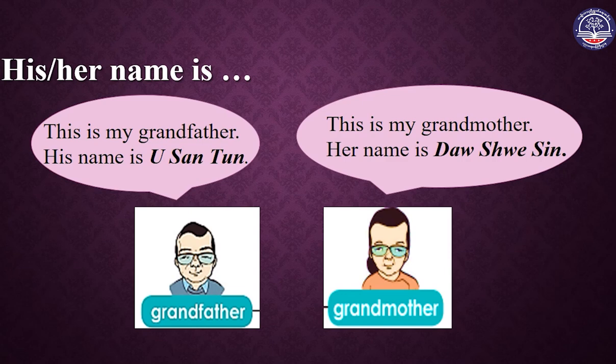Okay, so let's practice, okay? Everybody listen to me carefully. This is my grandmother. Her name is Doshwizi. Let's repeat it. This is my grandmother. Her name is Doshwizi. Like that? Okay. Everybody, have you got it?